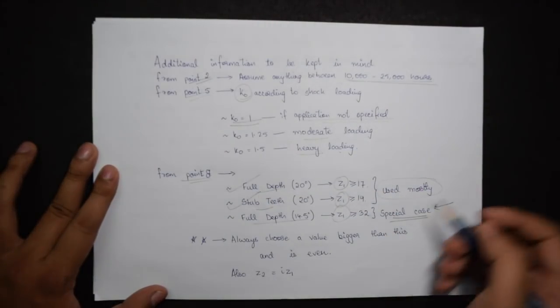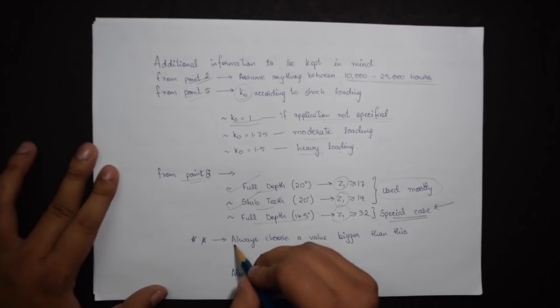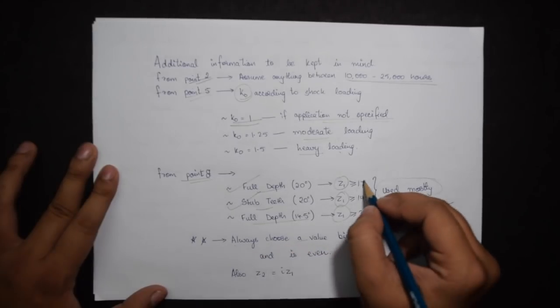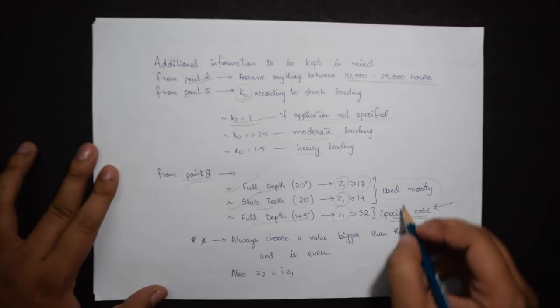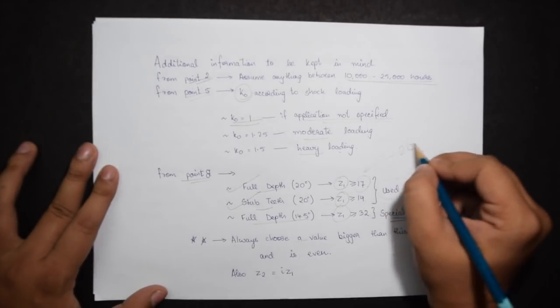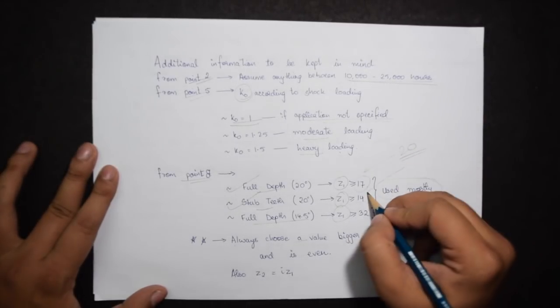Now we'll have to remember this point. Over here Z1 is greater than or equal to 17. So to be on the safe side, we'll take Z1 is equal to 20. And for stub depth, we'll take Z1 is equal to 16.